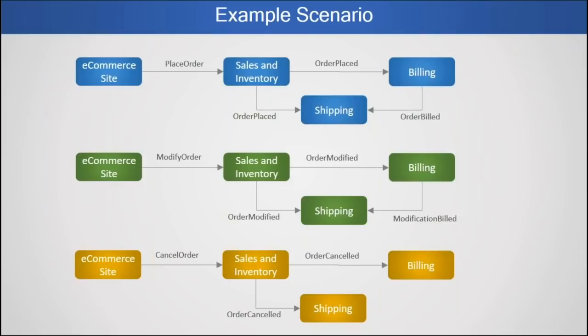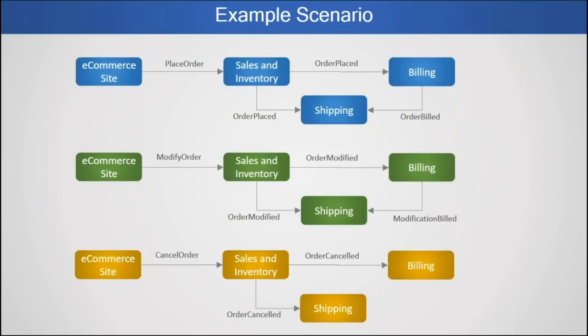And we have 3 event flows. The e-commerce site can place an order, and that's a request that goes to sales and inventory, that then places the order and emits an order placed event. The billing service can then bill the client, and once billed, it will emit an order billed event. Now, the shipping service, as soon as it receives an order placed, can start preparing the shipment and getting it all ready. And once it's received the order billed event, it will ship.